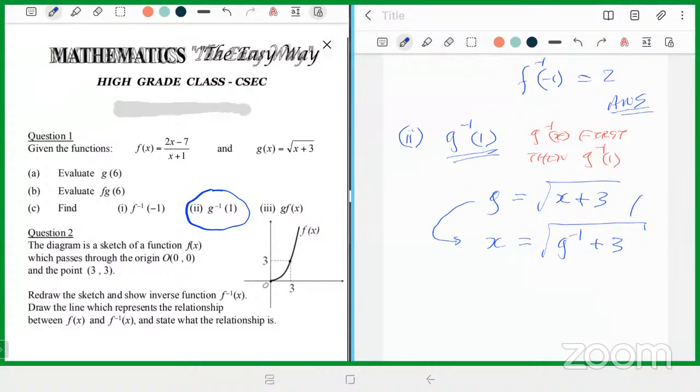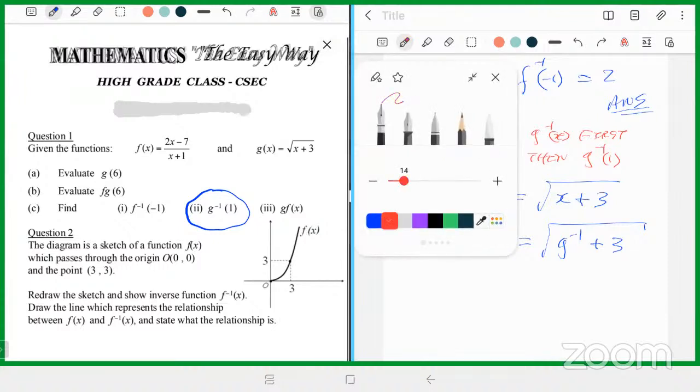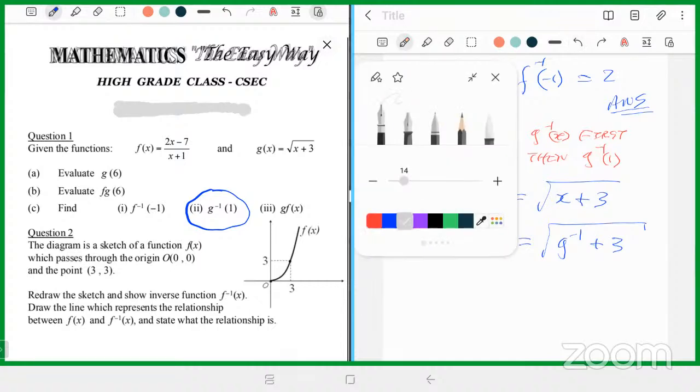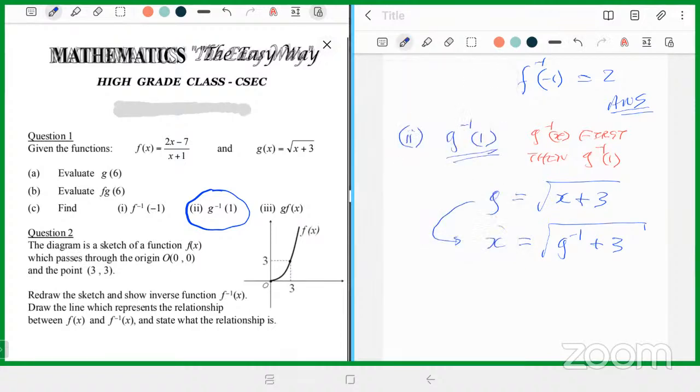So the first thing is to move the square root sign. To move that square root sign, we do the inverse of what square root is, which is to square. So basically we're going to be squaring both sides. Square this side and square this side. When we square the right side, the square root sign will be eliminated. Right? When we square both sides, let me take off those red marks. The left side becomes x squared. And the right side is just g to the minus 1 plus 3. But understand that? We'll square both sides.